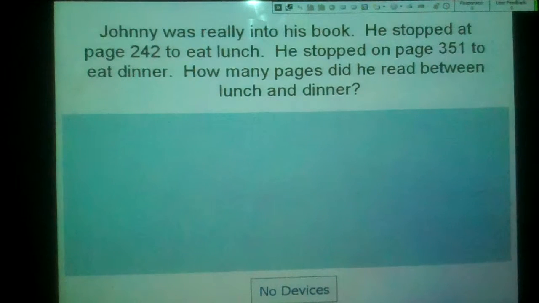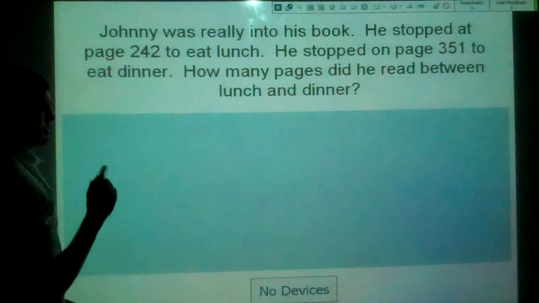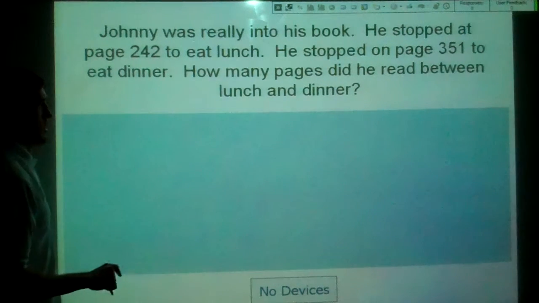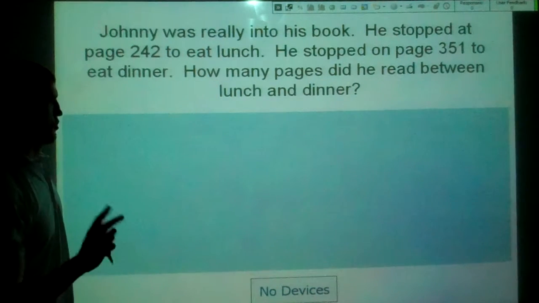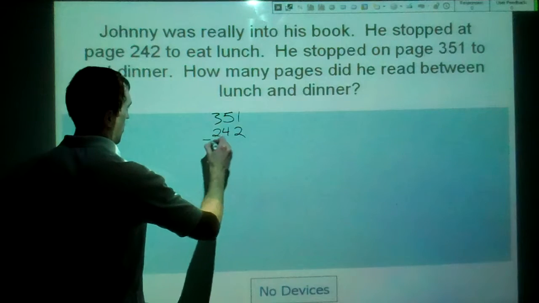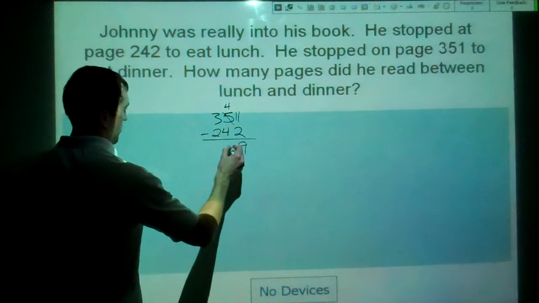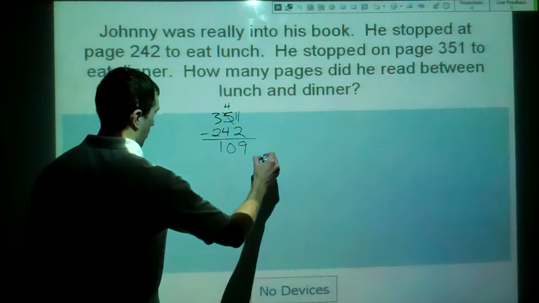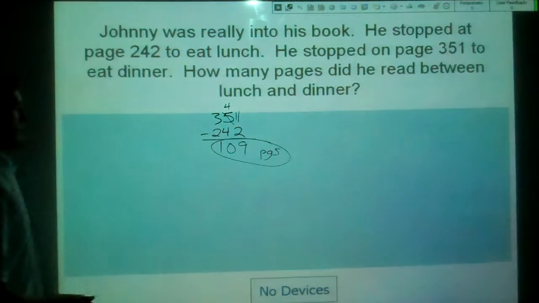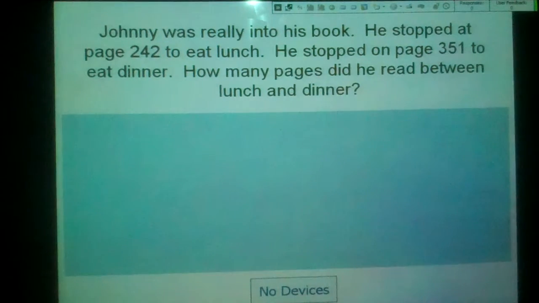Johnny was really into his book. He stopped at page 242 to eat lunch. He stopped at page 351 to eat dinner. How many pages did he read between lunch and dinner? So, stopped here on page 242 at lunch, and he stopped at 351 at dinner. So we will subtract those two, kind of like the one with the years, to figure out how many pages are between page number 351 and page number 242. And we have to borrow here. 11 minus 2 is 9. 4 minus 4 is 0. 3 minus 2 is 1. 109 pages. Alright. So far we've been dealing with a bunch of subtraction problems, and they have been word problems.